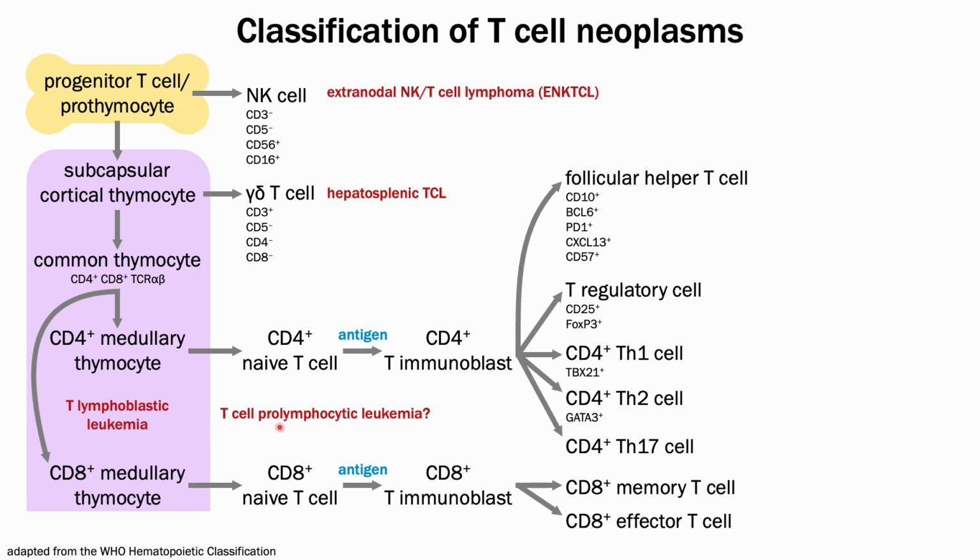T prolymphocytic leukemia is an odd one. We don't really know where it comes from. It seems to have post-thymic genetics, but it also has immature features, like some of them can co-express CD4 and CD8 with some dim CD3. Regardless, they're usually aggressive circulating neoplasms with very high white counts, which express TCL1 and bright CD52.